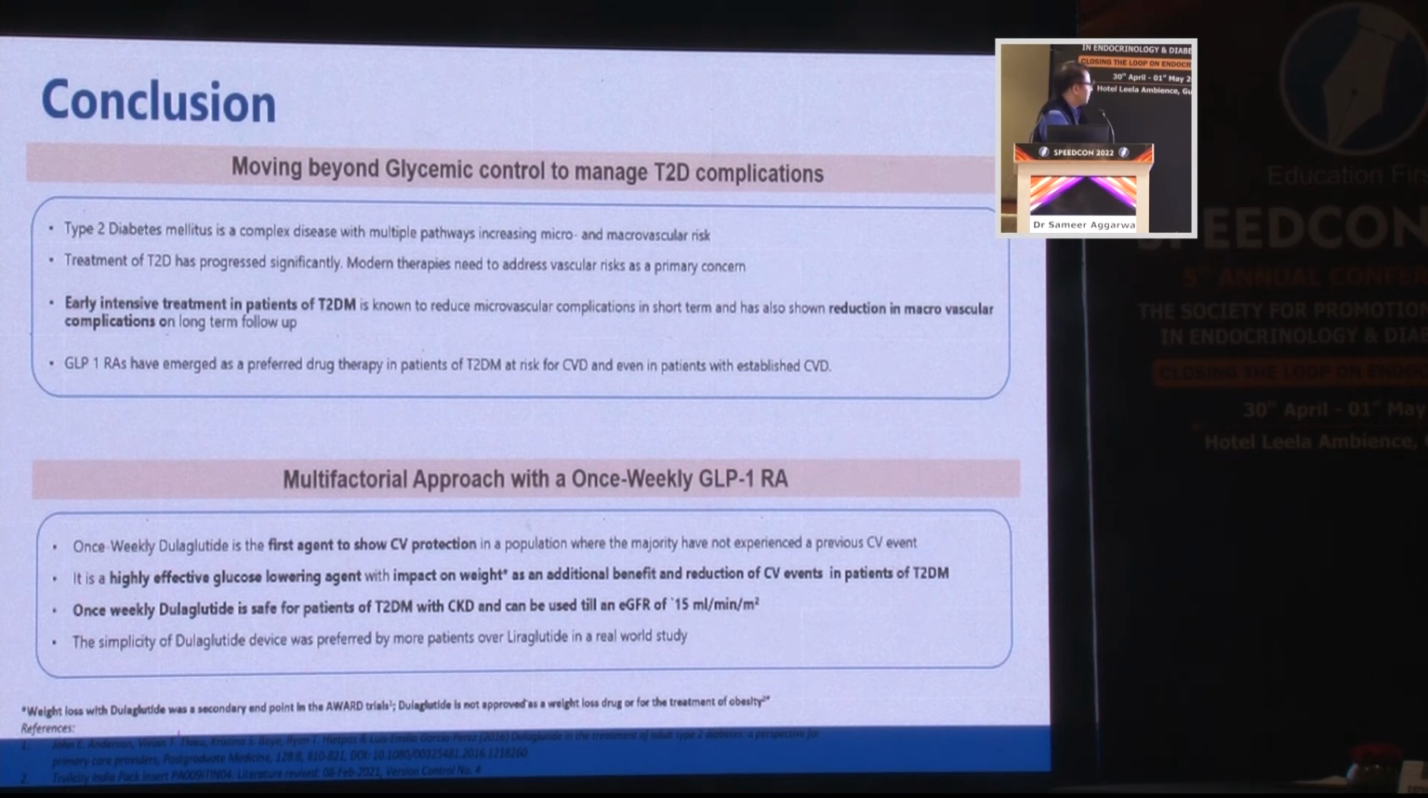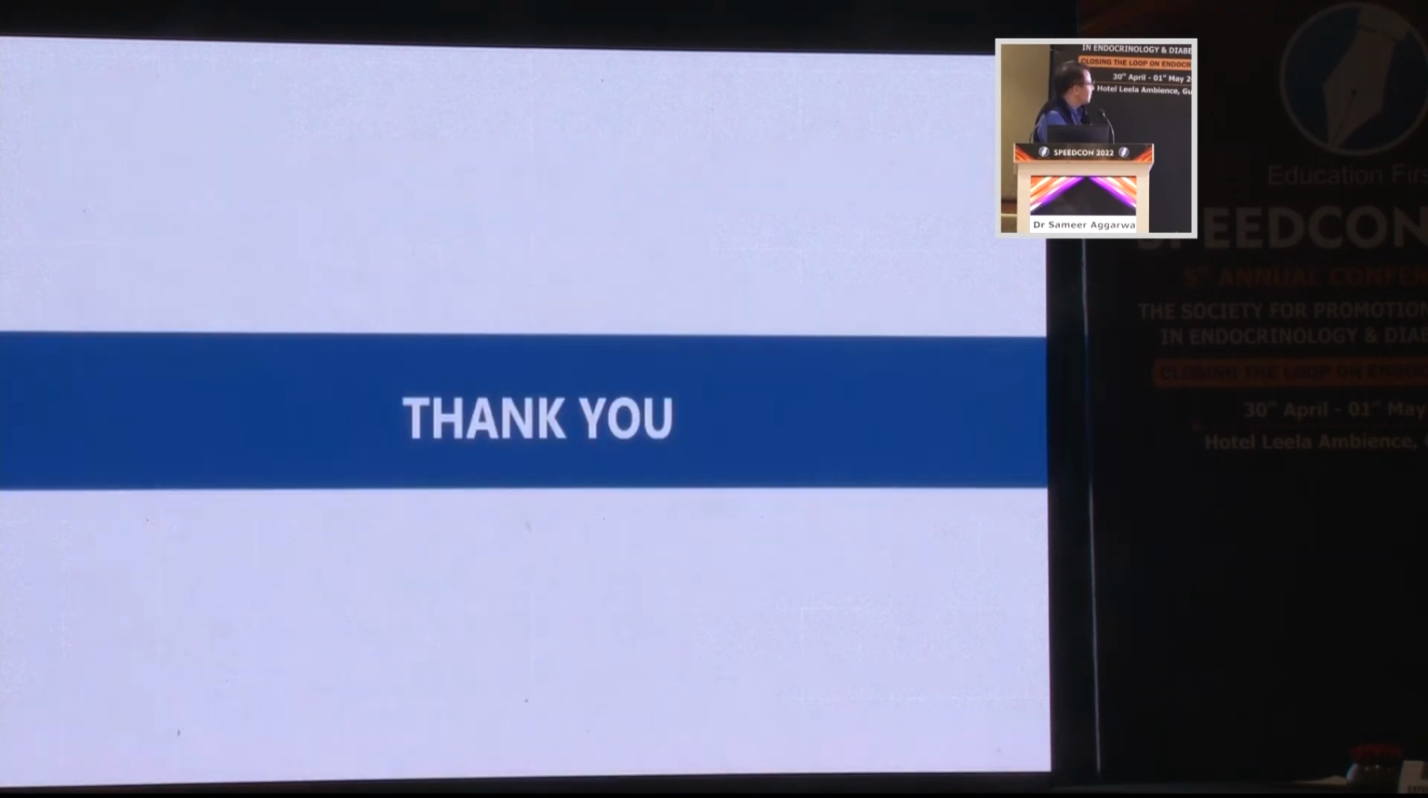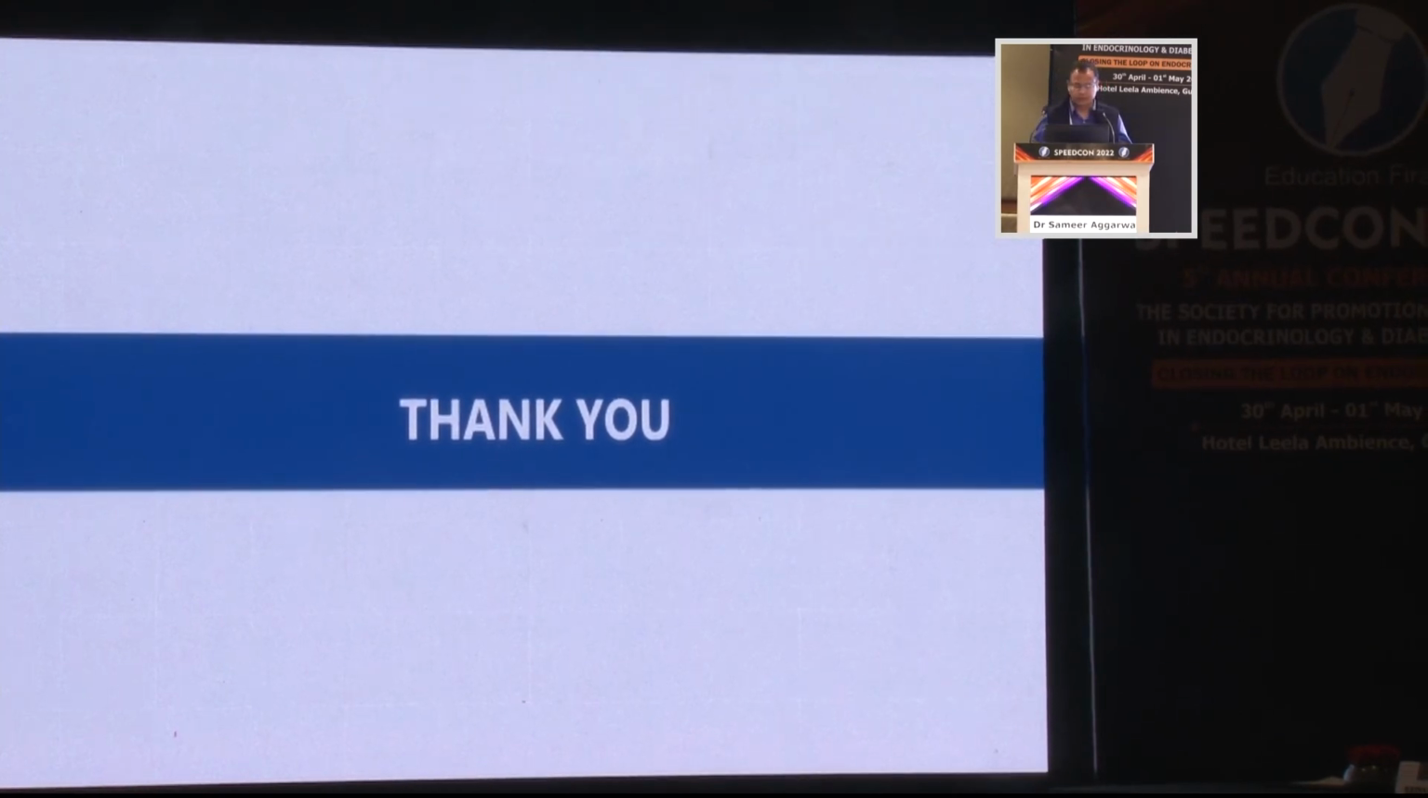So I think dulaglutide is the first GLP agonist to show CV protection in a population where the majority have not been exposed to a CV event. So that is the practical patient you are seeing in your routine clinics, in your OPDs. Good glucose lowering effect with additional benefits and reduction of CV events, and a simple device makes this a good thing. Thank you all for your patient hearing.